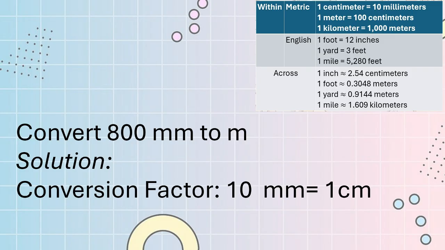Ang 10 millimeters is equals to 1 centimeter. So, 100 centimeter is equals to 1 meter. Kasi, kung makikita nyo dito, wala naman tayong binigay na example na millimeters to meters. So, you will be converting it with millimeters to centimeters, centimeters to meters, for us to know how to convert 800 millimeters to meters.